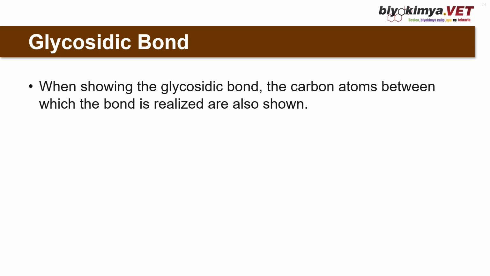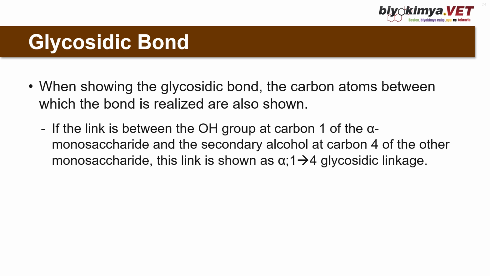When showing the glycosidic bond, the carbon atoms between which the bond is realized are also shown. If the link is between the hydroxyl group at carbon 1 of the alpha monosaccharide and the secondary alcohol at carbon 4 of the other monosaccharide, this link is shown as alpha, 1 to 4. It represents the alpha anomer giving its hydroxyl to the bond formation, and the arrow indicates the direction to the second monosaccharide, which donates its carbon 4 alcoholic group for the glycosidic linkage. Thus, the name will be alpha 1,4 glycosidic bond or glycosidic linkage.